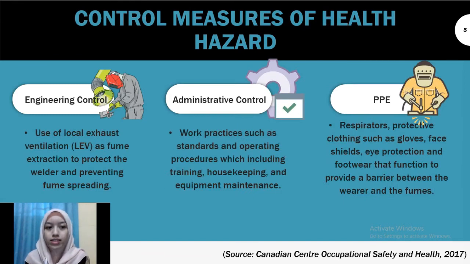For the health hazard, we have 3 types of control, which are engineering control, administrative control, and PPE. For engineering control, we suggest the use of local exhaust ventilation or LEV as fume extraction to protect the welder and prevent fumes from spreading.